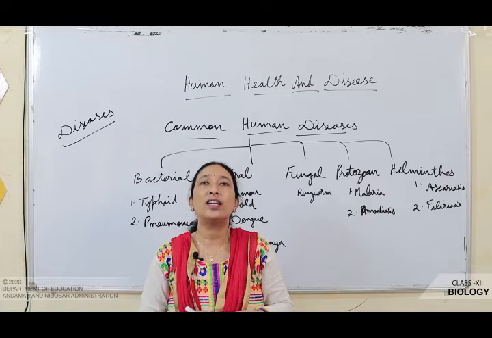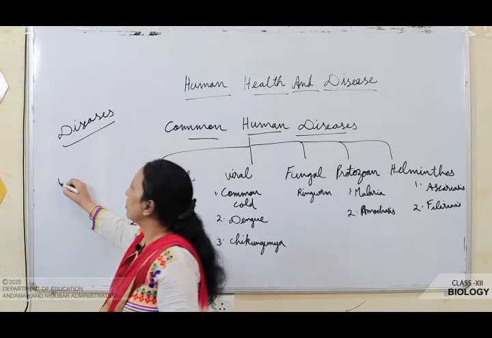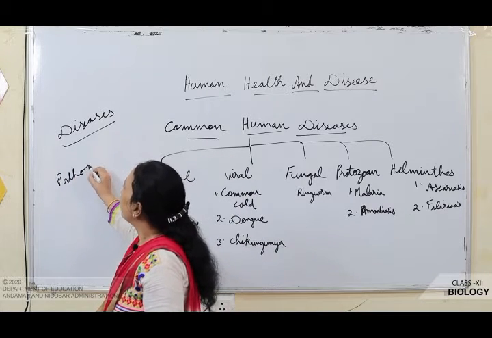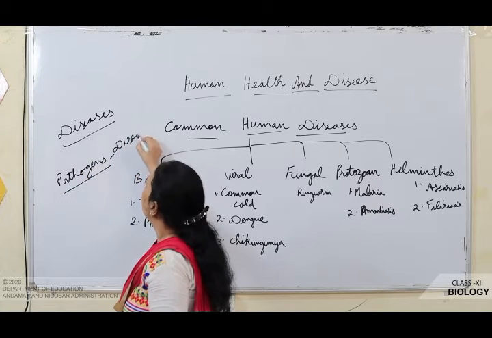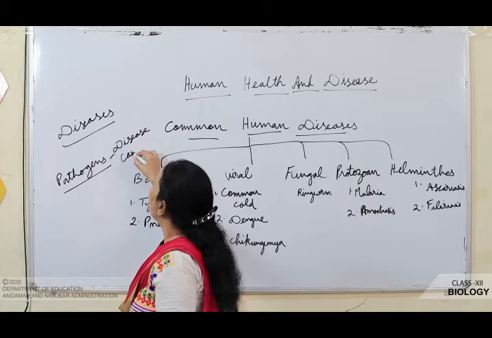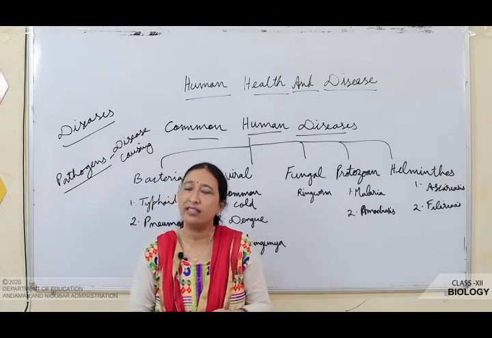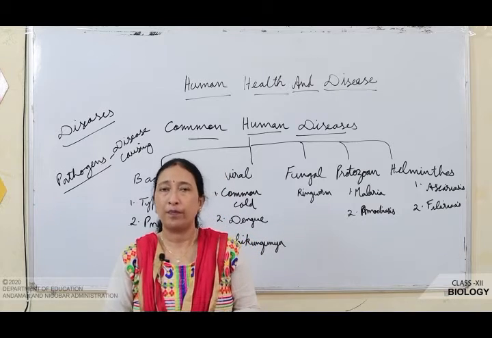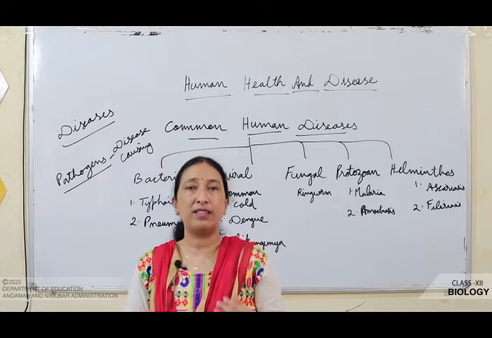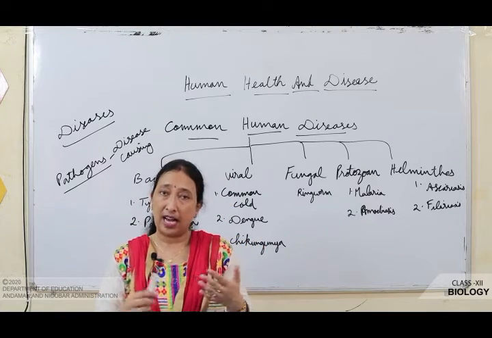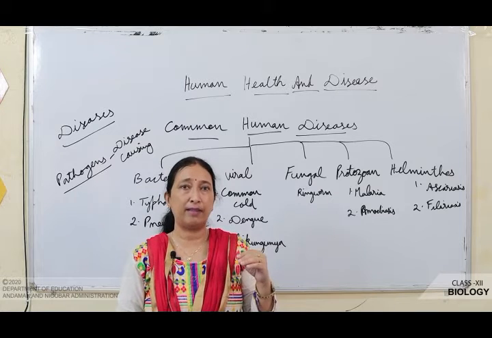So what are the causes of diseases? The causes of diseases are pathogens. What are pathogens? Pathogens are disease causing agents. So we know diseases, we know pathogens. Sometimes the pathogens are disease carriers, and it can be lethal also sometimes, it can lead to death also.